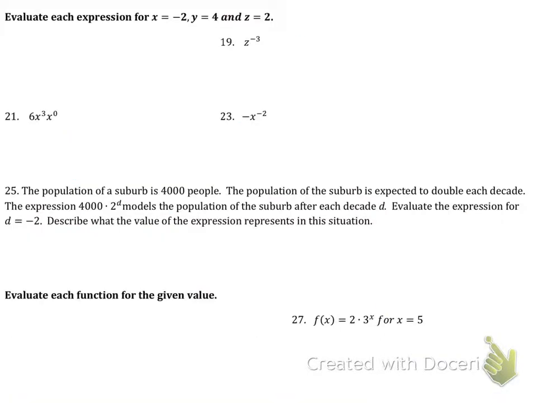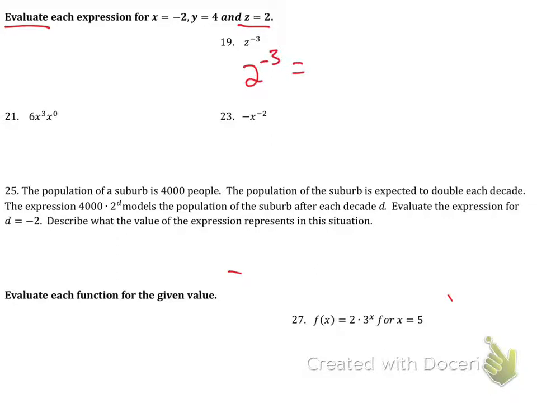All right, so evaluate each expression. So evaluate, that's the key word. All we're doing is plugging in. So this is z to the negative 3rd. I go up here and I look, z equals 2. So that'd be 2 to the negative 3rd. I don't like that negative.